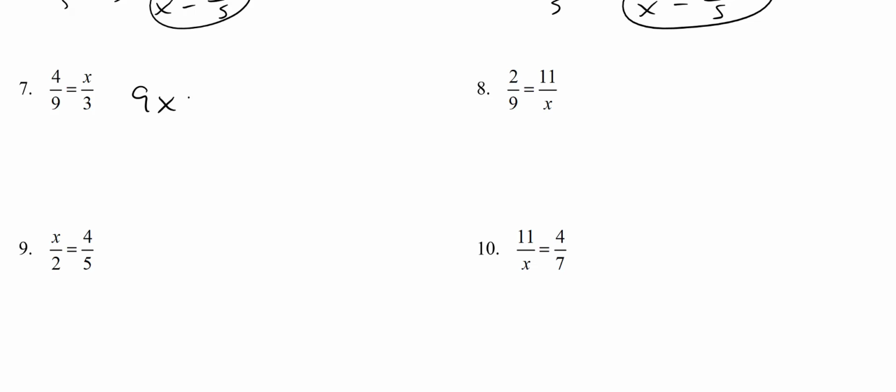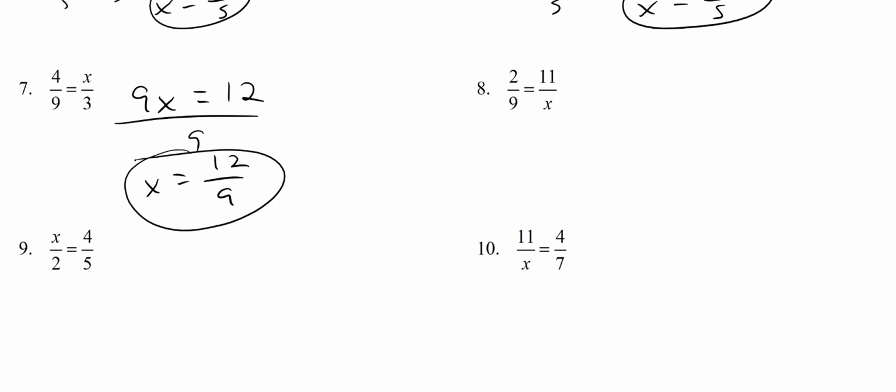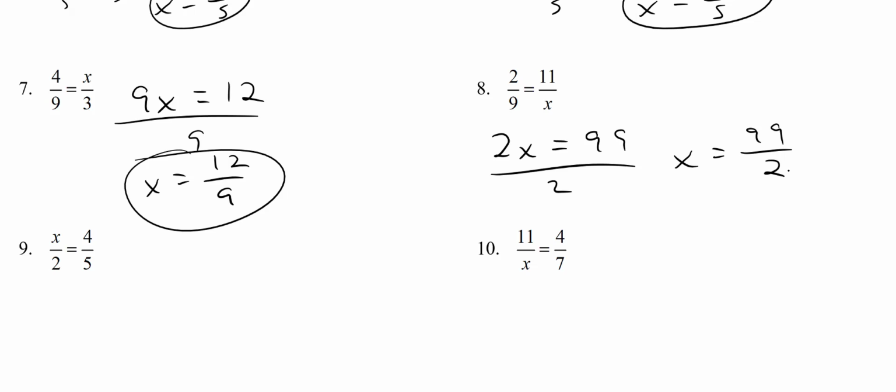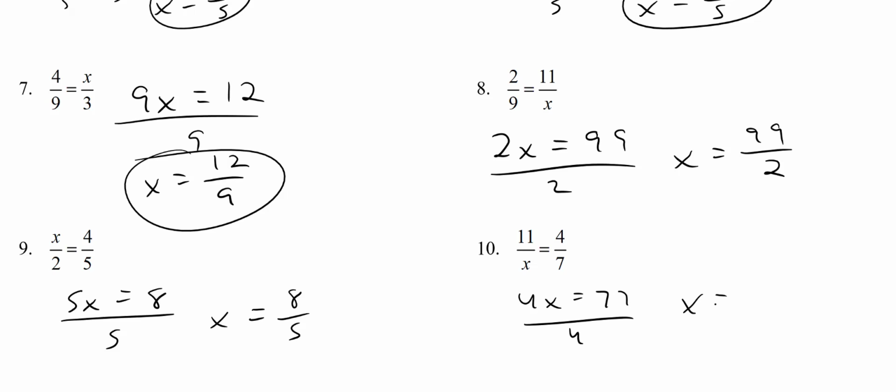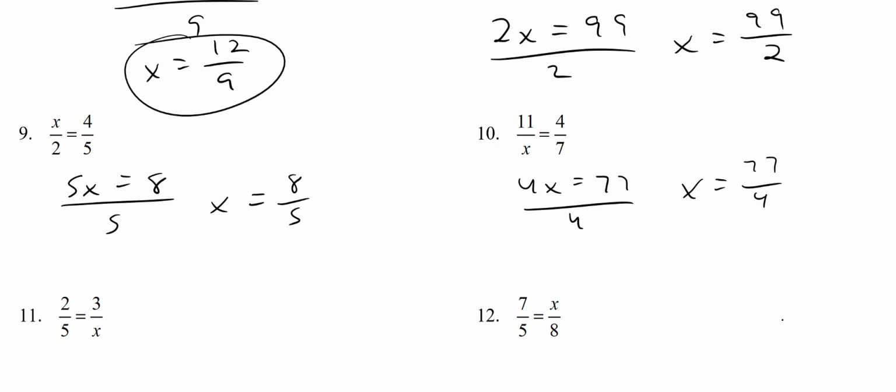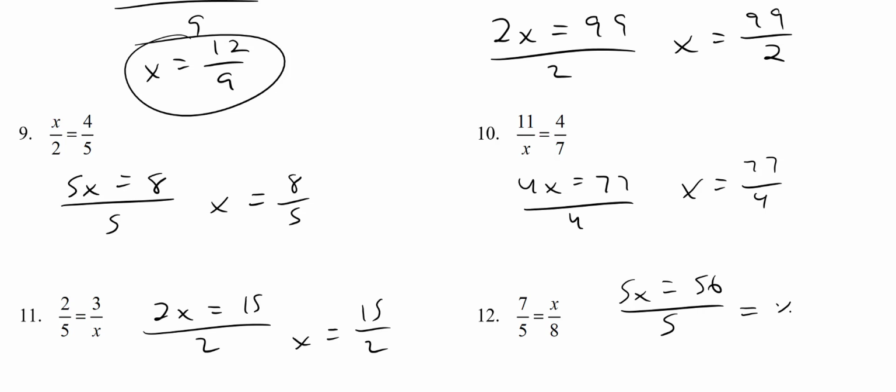All right, so we're going to have 9x is equal to 4 times 3 is 12, and divided by 9, so x equals 12 ninths. Now you could simplify this, but I'm not asking you guys to simplify, just leave it as 12 ninths, it's fine. Okay, so this is 2x equals 9 times 11 is 99, divided by 2, so x is 99 over 2. 5 times x is 5x, 4 times 2 is 8, divided by 5, x equals 8 fifths. 4 times x is 4x, 11 times 7 is 77, divided by 4, x is 77 fourths. Okay, and 2 times x is 2x, 3 times 5 is 15, divided by 2, x is 15 halves. And 5 times x is 5x, 7 times 8 is 56, divided by 5, you get x equals 56 fifths.